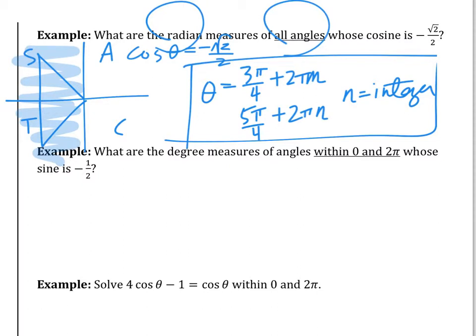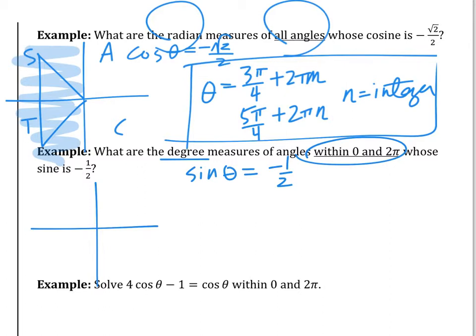Let's try another one. What are all the degree measures of angles just within 0 to 2 pi whose sine is negative 1/2? So sine of what is negative 1/2? All right, all students take calculus. Which two quadrants? Oh, Stephen, you're too fast for today. Okay, so wait 5 seconds before you say something. Okay, 3 and 4.